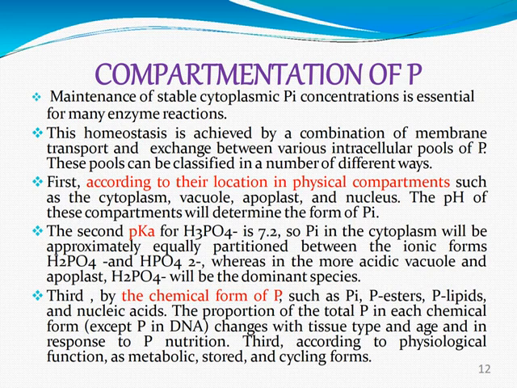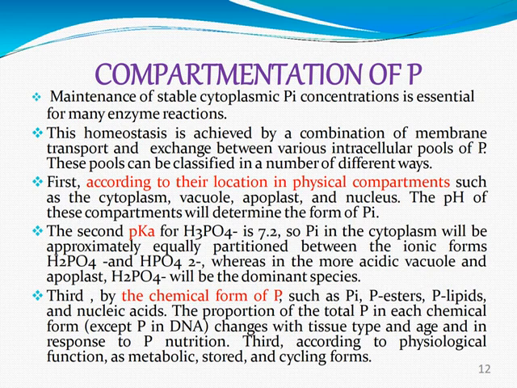The second pKa for H3PO4 is 7.2, so ionic phosphorus in the cytoplasm will be approximately equally partitioned between the ionic forms, whereas in the more acidic vacuole and apoplast, H2PO4 will be the dominant species.